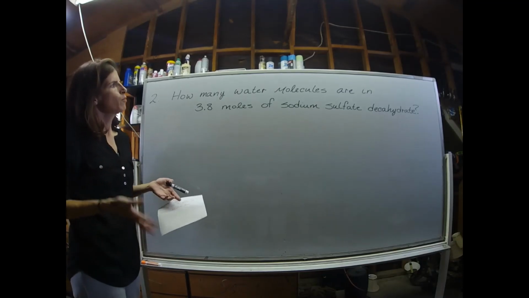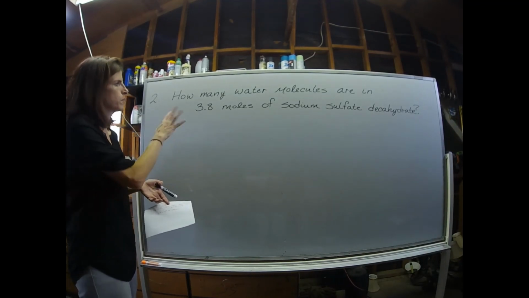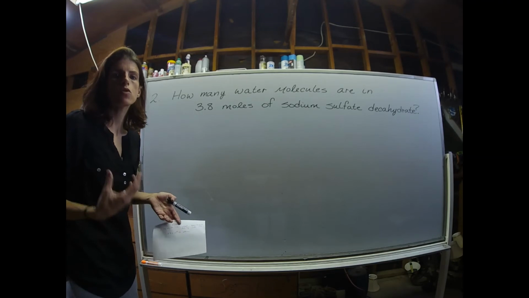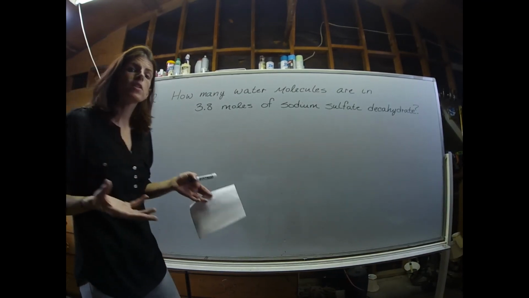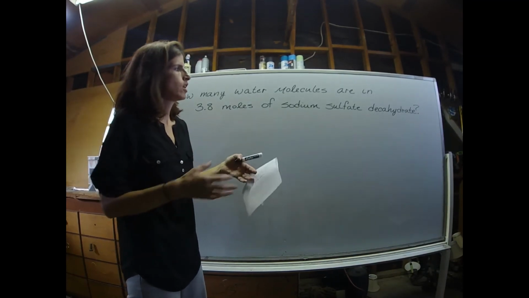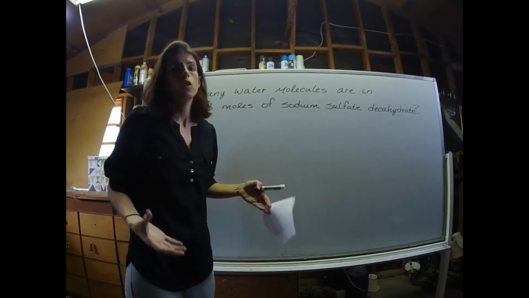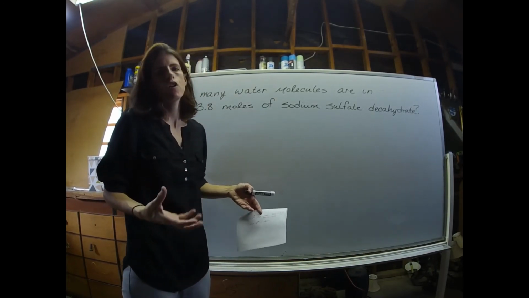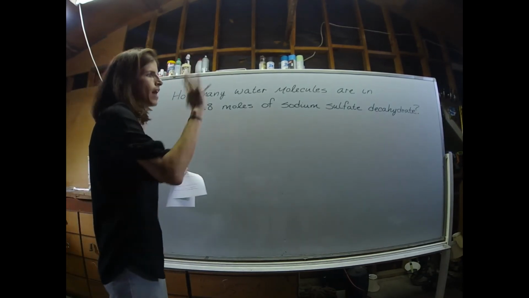In this problem, we're asked to determine how many water molecules are associated with 3.8 moles of sodium sulfate decahydrate. For the purposes of this course, your hydrates are going to be associated with ionic compounds. So the first thing, when you're doing the nomenclature of a hydrate, is to figure out the formula of that ionic compound. That works the same way.